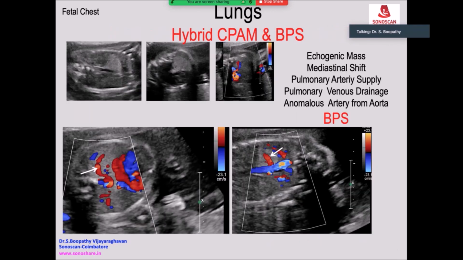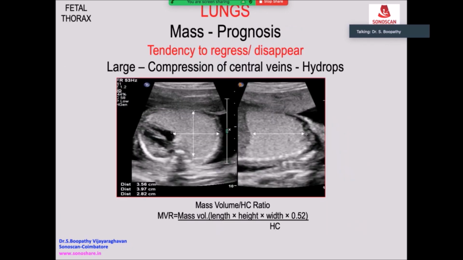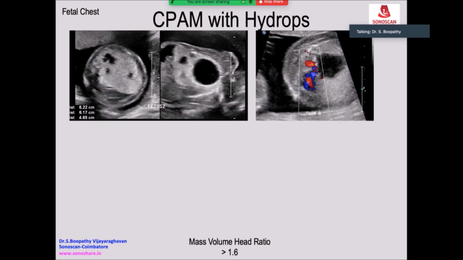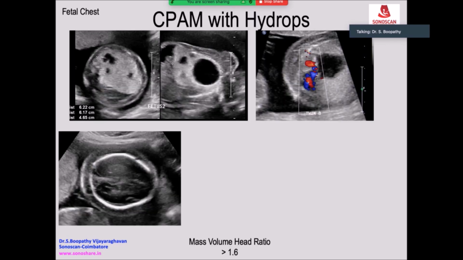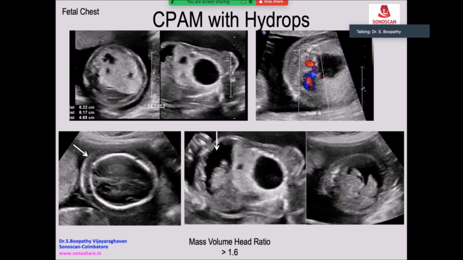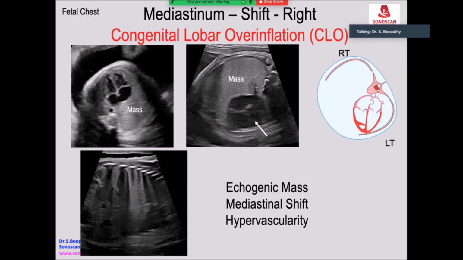In case of CPAM and BPS in the same fetus, the echogenic mass contains both a segment of CPAM and also a segment of sequestration. So you take the three measurements and take the volume of the mass times 0.52, and if it is more than 1.6, here you can see features of hydrops in the form of scalp edema and ascites. Left, and there may be hypervascularity on color Doppler.